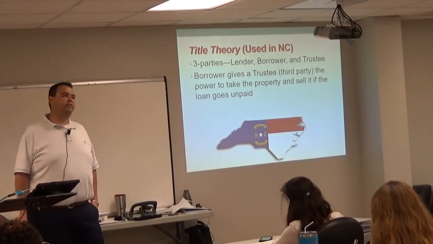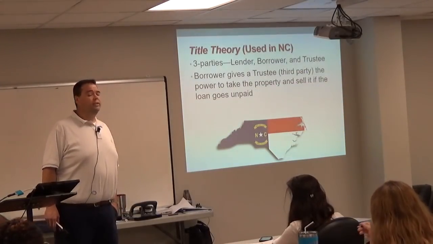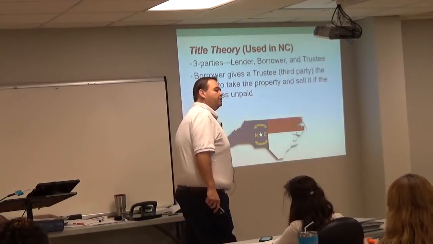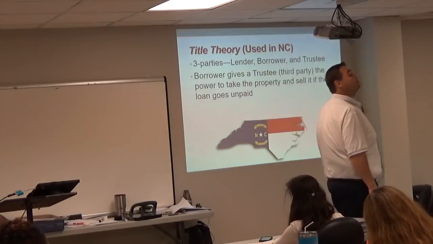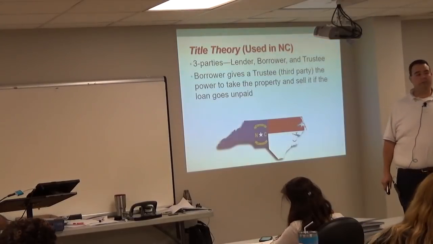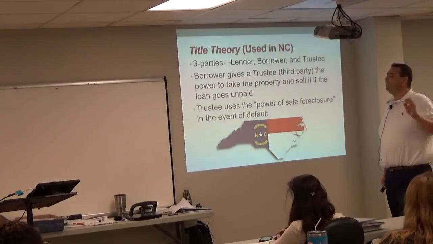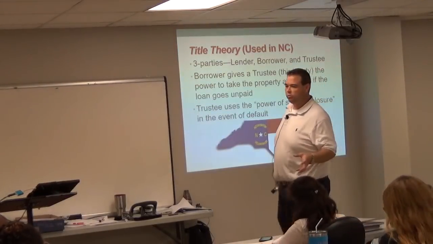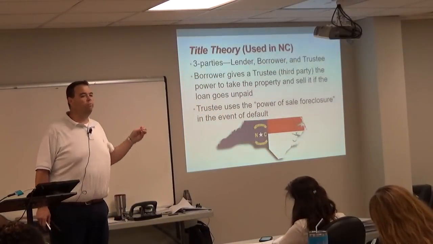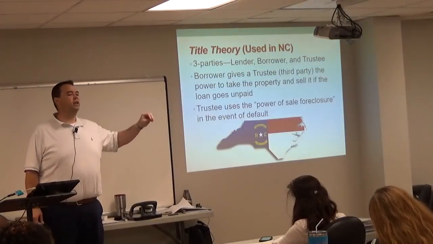See, in a title theory state, you don't need to go to court. In a lien theory state, you do. But in a title theory state, you don't need to go to court to foreclose. You just need to get the trustee to decide that foreclosure is the right course of action. So it's not going to be a court of law that forecloses in North Carolina. Who's going to foreclose in this state? The trustee. And the reason that they can foreclose is they've been given that right. They've been given this power of sale foreclosure. Does that make sense for everybody? They've been given the power to sell the property.